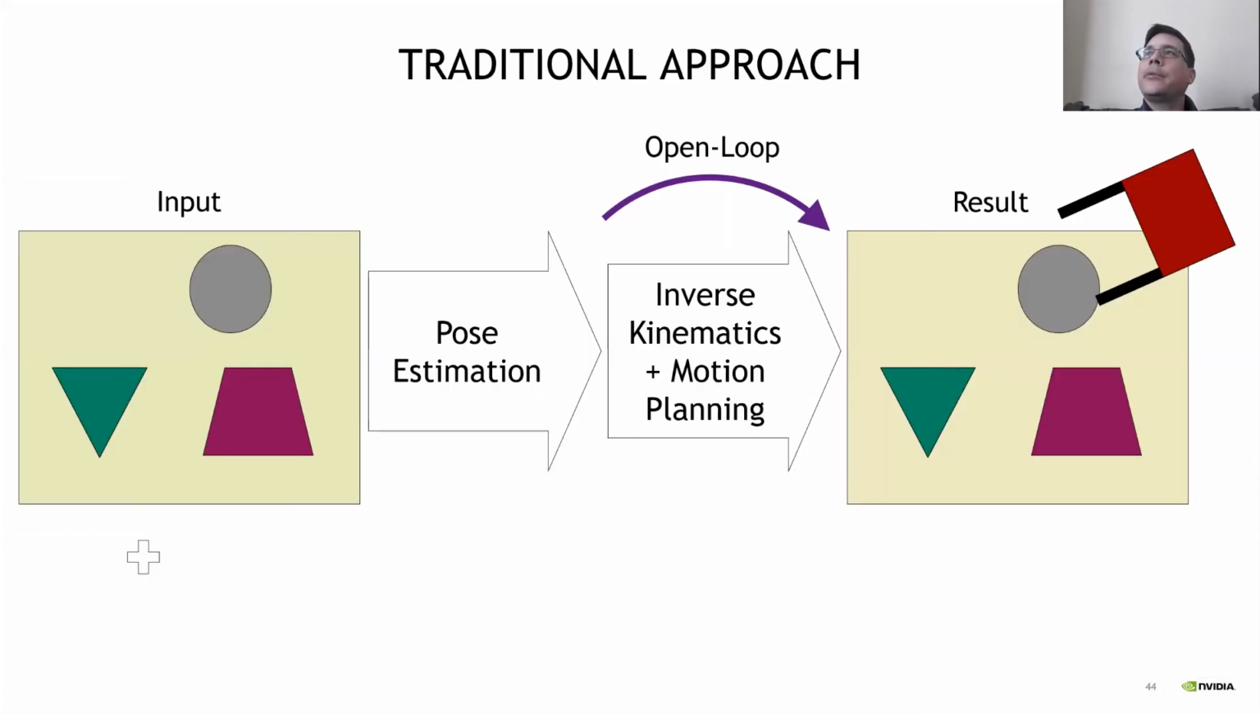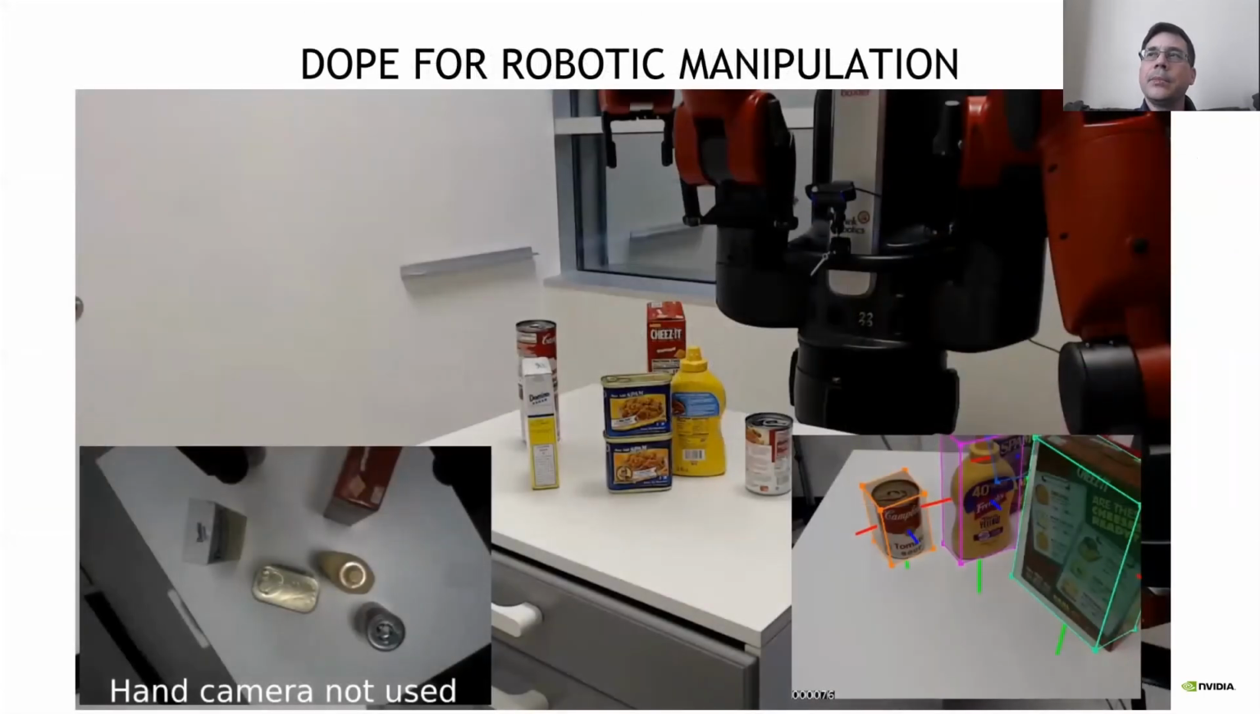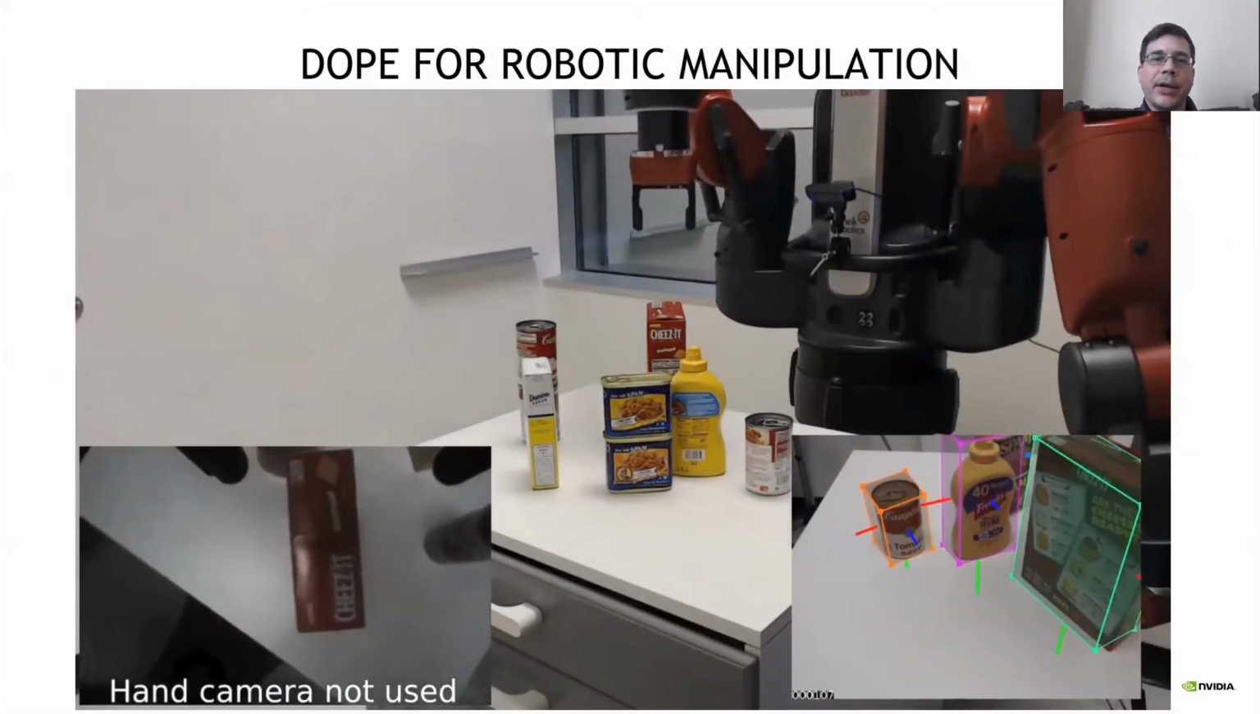Okay, and now that we have this pose estimator, we can use it to estimate the pose of an object, and then we can use kinematics and off-the-shelf motion planning to blindly grab the object in an open-loop fashion. So that's the traditional approach. And if all goes well, then the robot's able to grasp the object.